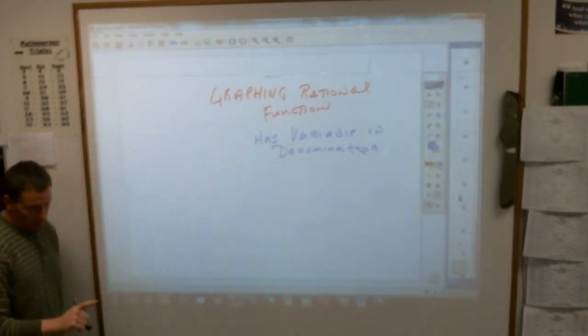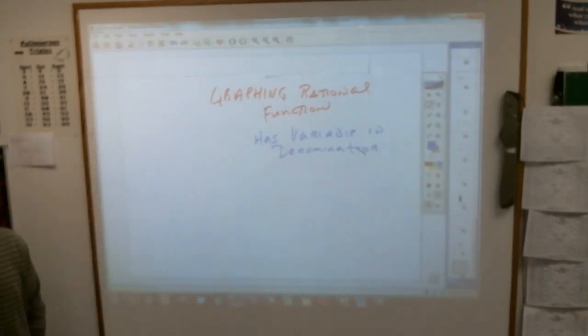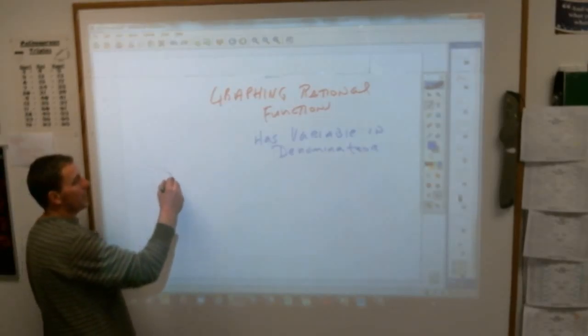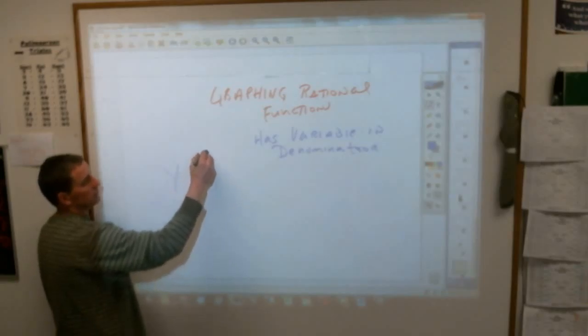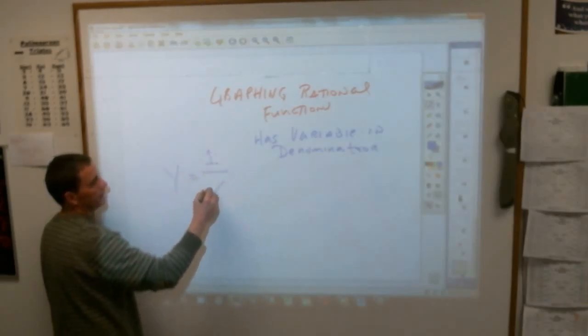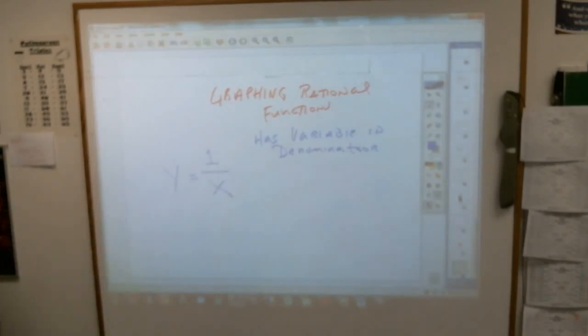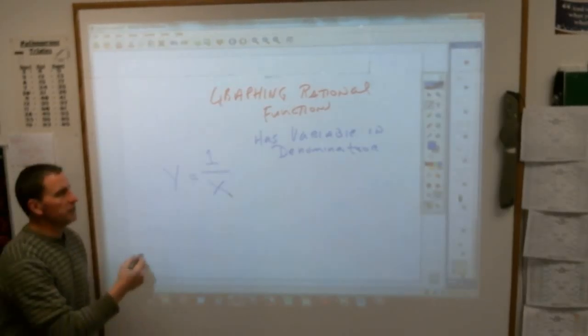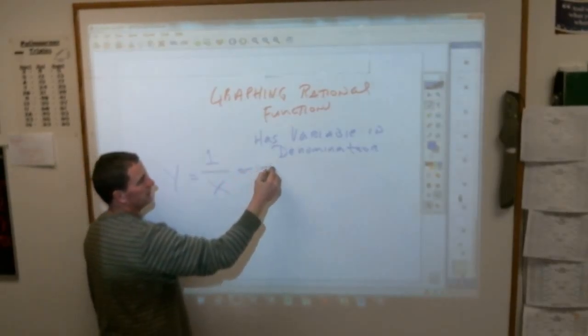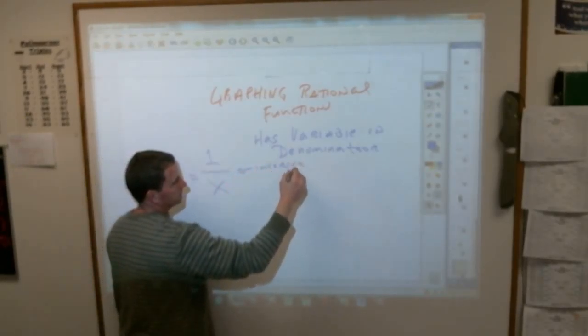The parent function of this, which means, you know, when we do y equals x squared, y equals whatever, is this: y equals 1 over x. That should look kind of familiar because it is what? Does anybody know? We just did it not very long ago. Christine? Y equals 1 over x, right, which is what did we call that? Inverse variation. Inverse variation is what it is.